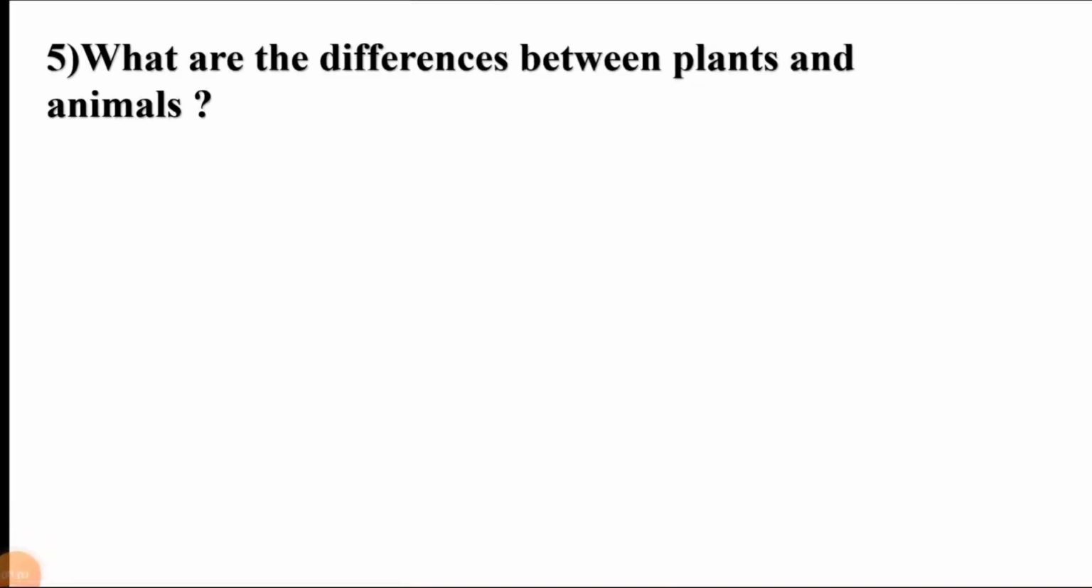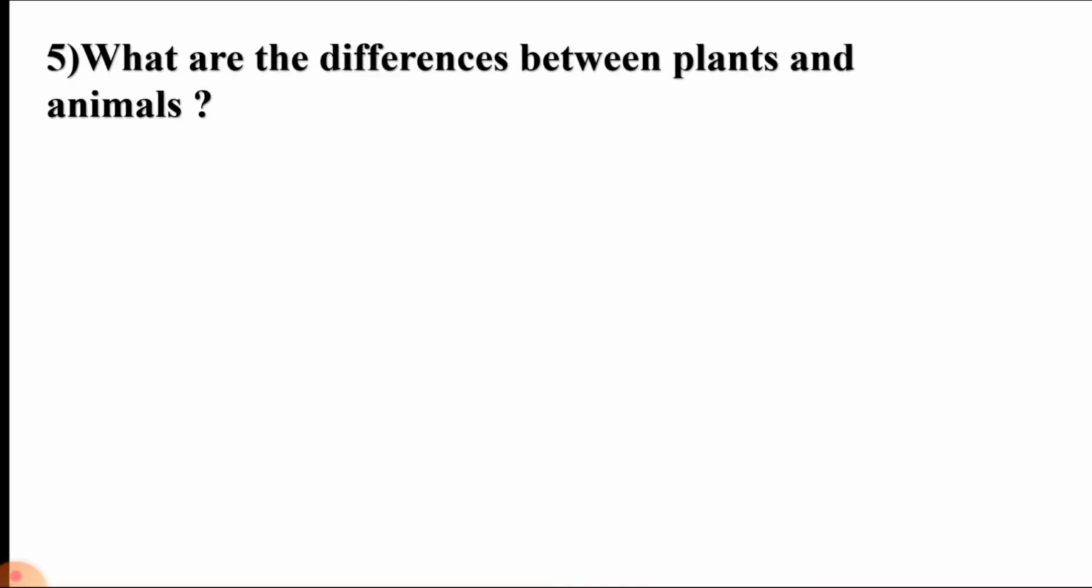Question number 5 is, what are the differences between plants and animals? So if we want to differentiate between plants and animals, then we can talk in different aspects. We can talk on how the plants and animals are getting energy, or what are their body parts, or how are they moving from one place to another. So in these points we can differentiate plants from animals.